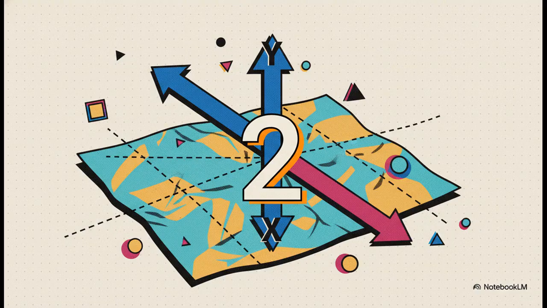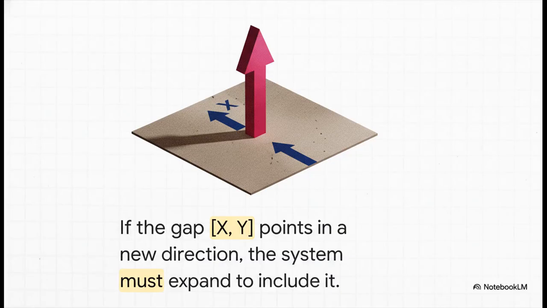Let's start simple again. We've got two directions we can move in, X and Y. You can think of this as a simple two-dimensional world, like a flat sheet of paper. You can go left-right, and you can go up-down. That's it. But what happens if that Lie bracket, that little leftover gap we measured, points in a direction that isn't just some combination of X and Y? What if it's trying to point out of the page?